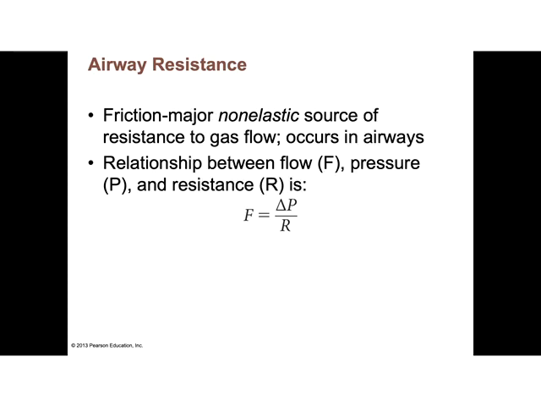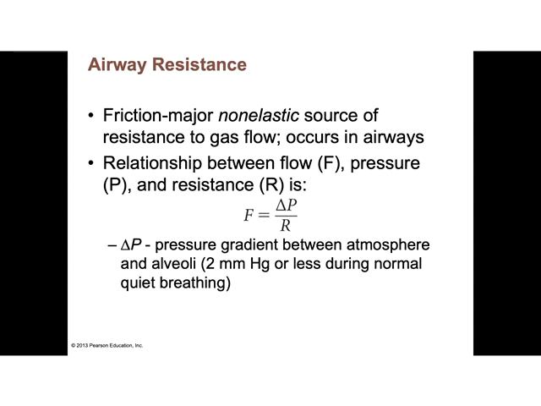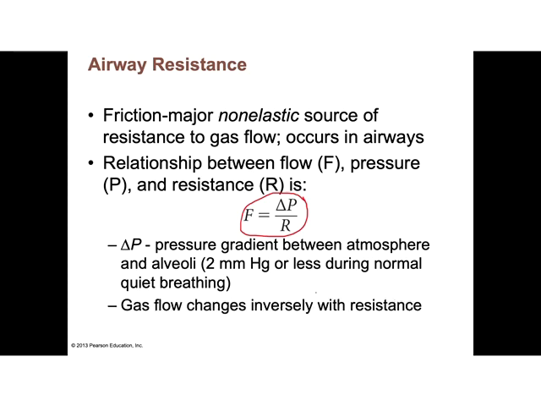Friction is a non-elastic source of resistance to gas flow, and it happens in the airways. Note that the relationship between flow, pressure, and resistance is as shown here. The difference in pressure over the resistance is equal to the rate of flow. So the greater the difference in pressure, the greater the rate of flow. The greater the resistance, the less the rate of flow. So you always have to have a pressure gradient for net movement to occur. If there's no pressure gradient, net movement stops.